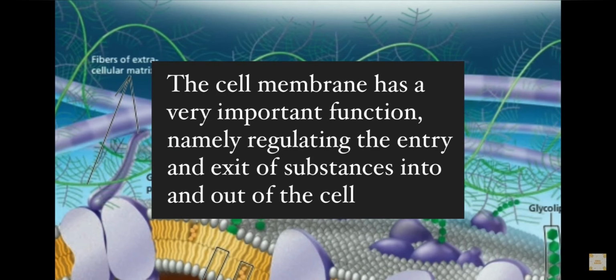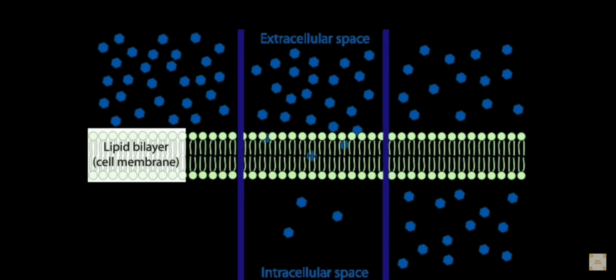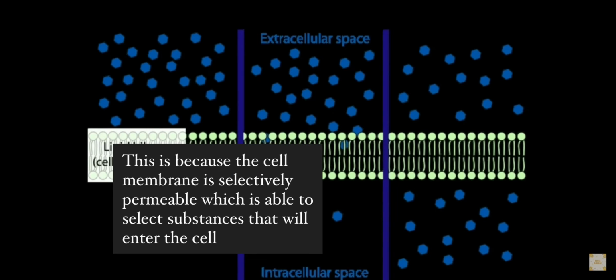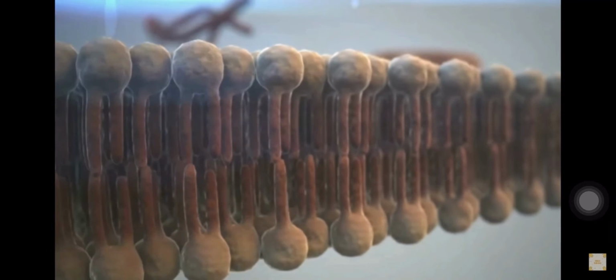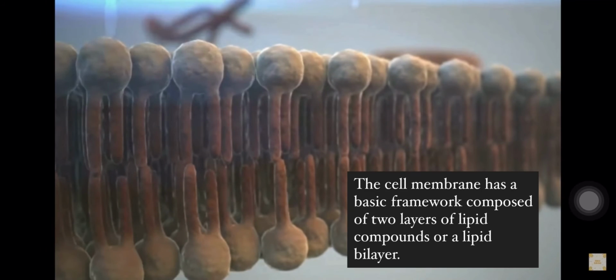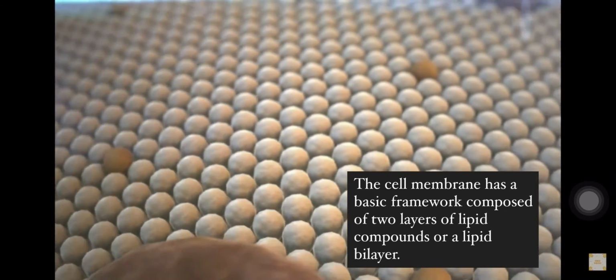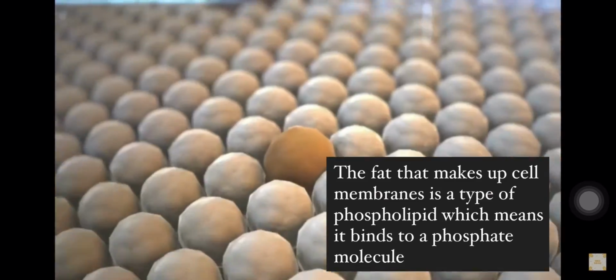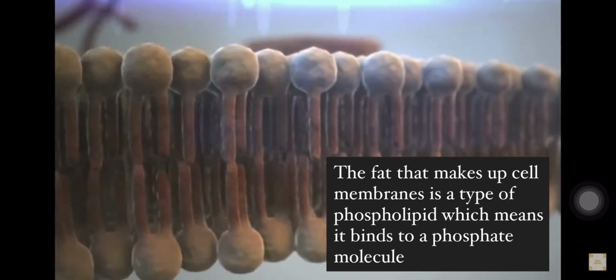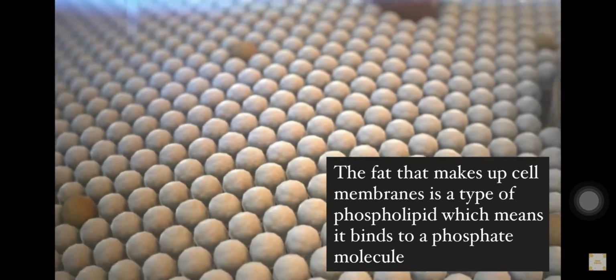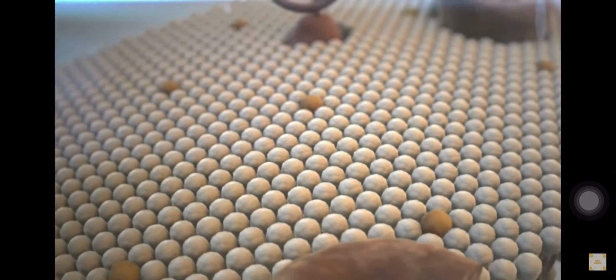The cell membrane has a very important function, namely regulating the entry and exit of substances into and out of the cell. This is because the cell membrane is selectively permeable, which means it is able to select substances that will enter the cell. The cell membrane has a basic framework composed of two layers of lipid compounds, or a lipid bilayer. The fat that makes up cell membranes is a type of phospholipid, which means it binds to a phosphate molecule.